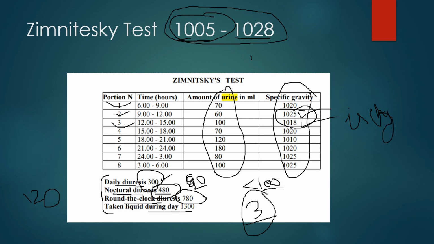Then the round clock diuresis, as we can see, the patient takes 13000 ml but excretes only 780 ml, meaning there is negative diuresis in the patient and the patient is suffering from edema. So this is the way you can solve the conclusion of the Zimnitsky test. So that's the information I want to give you today.